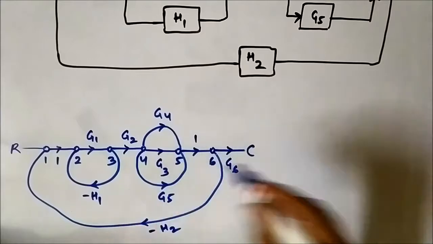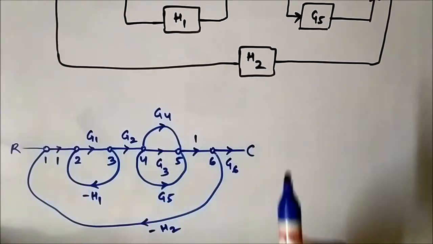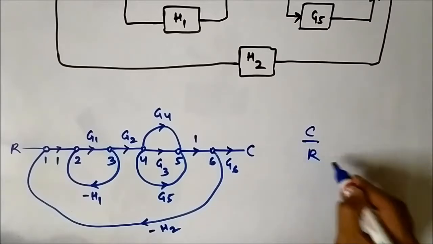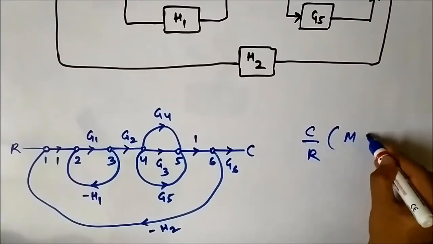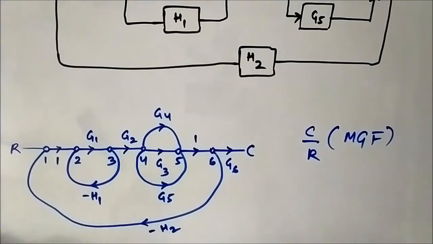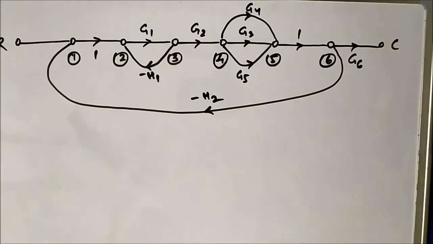So the signal flow graph we have drawn, now we will use this signal flow graph to determine the transfer function C by R using Mason's gain formula. So we converted the block diagram into its equivalent graphical representation. This is the signal flow graph equivalent of the block diagram which was given in the question.